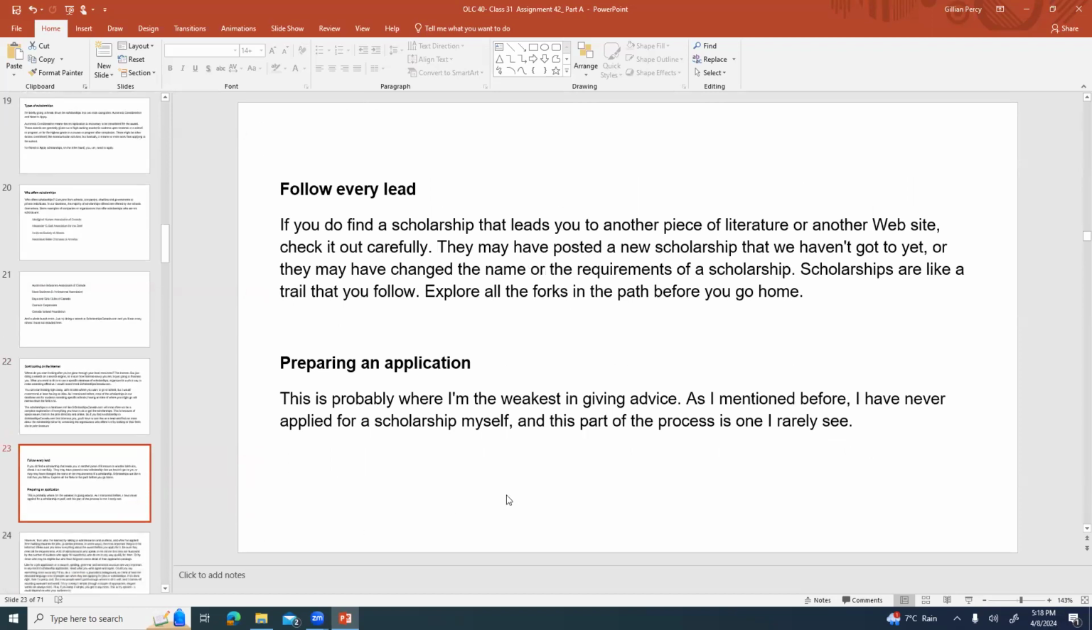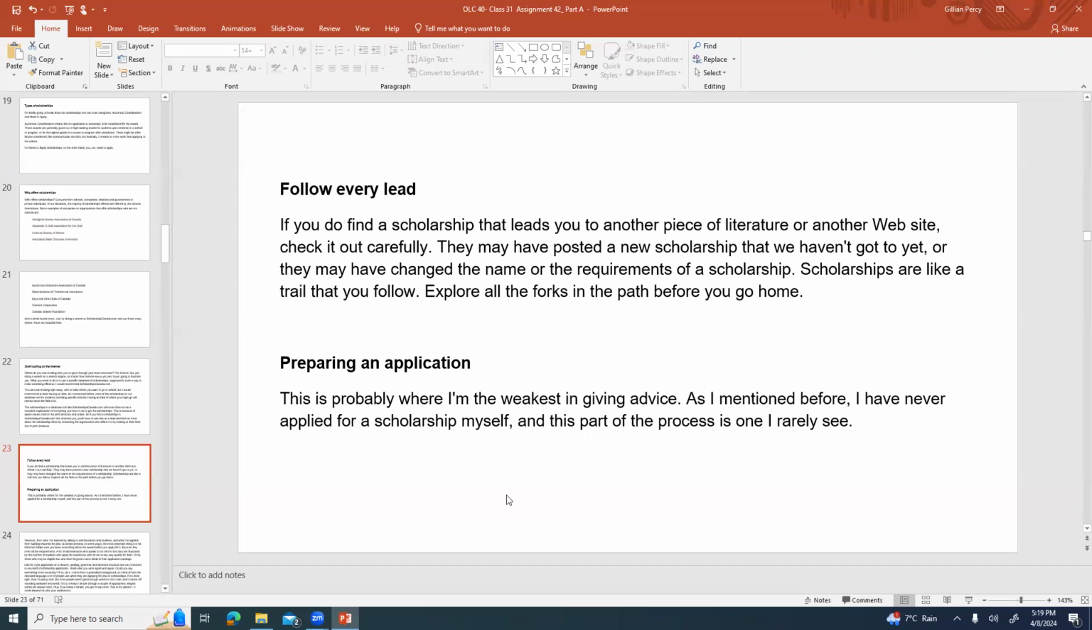Follow every lead. A lead is just a possible source of money or information. If you do find a scholarship that leads you to another piece of literature or another website, check it out carefully. They may have posted a new scholarship that we haven't gotten to yet, or they may have changed the name or the requirements of the scholarship. Scholarships are like a trail that you follow. Explore all the forks in the path before you go home.